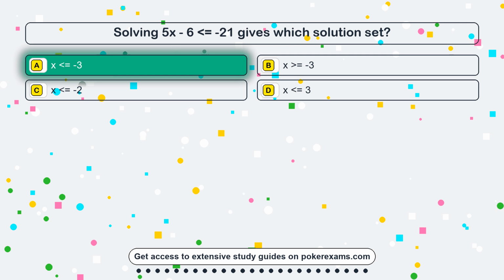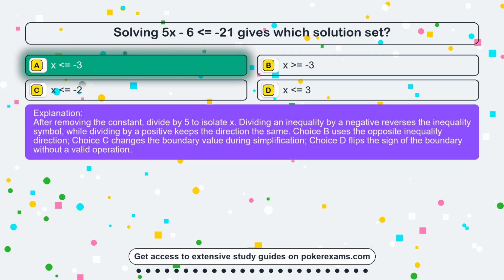The correct answer is option A, x equals minus 3. After removing the constant, divide by 5 to isolate x. Dividing an inequality by a negative reverses the inequality symbol, while dividing by a positive keeps the direction the same.